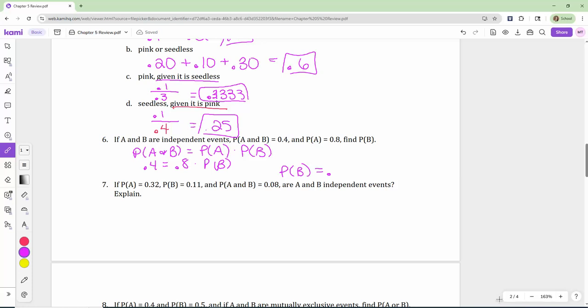0.5. We just divide. When in doubt, write out your formula and see, because we have two different "and" formulas, one for independent and one for dependent. This one told us it was independent.